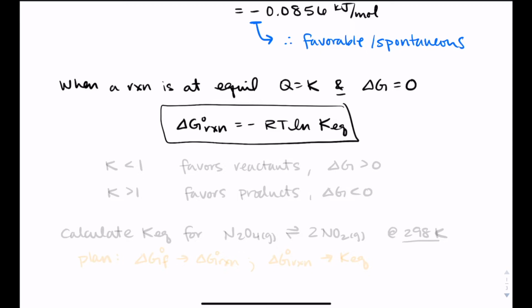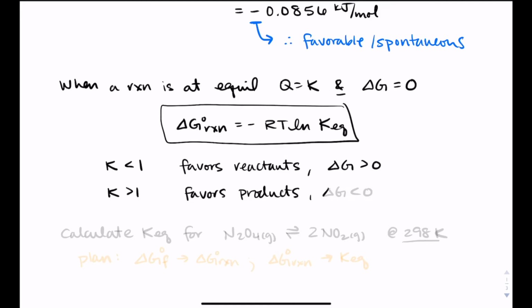Less than 1 favors the reactants, positive delta G. So K less than 1, when you take the natural log of something less than 1, you get a negative number, and then you multiply it by a negative 1. K greater than 1 favors the products. You get a positive number out of the natural log and then multiply it by a negative 1, you get a delta G that is negative.